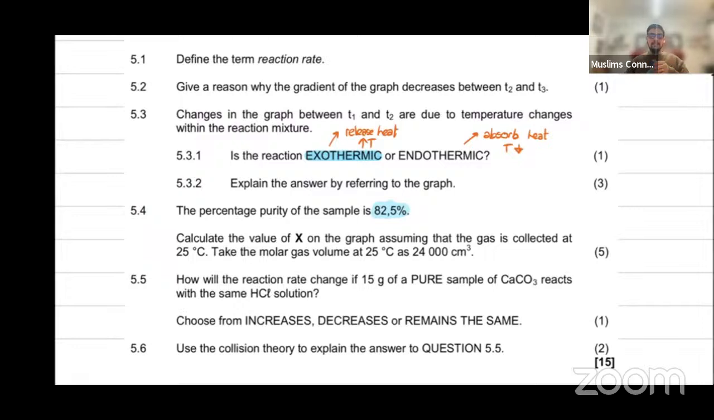Okay, Mr. MC says increase. Do you agree with him, Harry? Harry Maguire. Not sure.